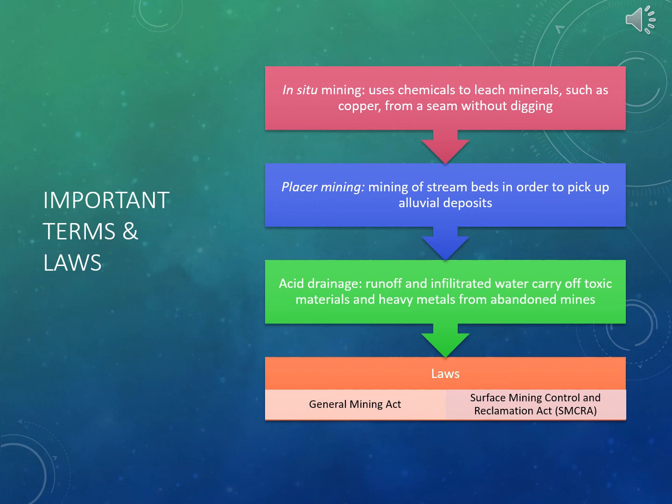films. We've addressed acid drainage, which is when runoff and infiltration water carry toxic materials and heavy metals from the abandoned mines. These can get into the water and eventually get into drinking water and can contaminate humans.